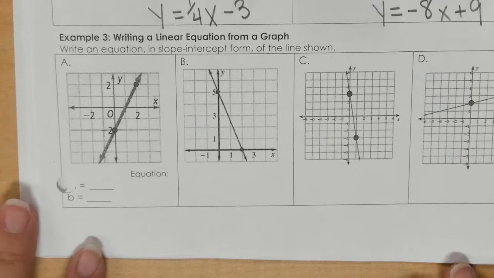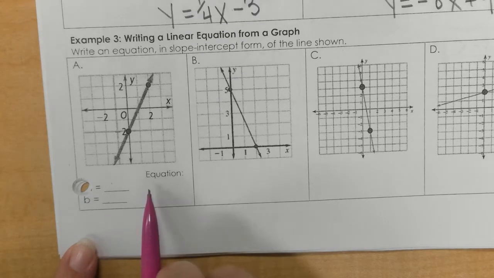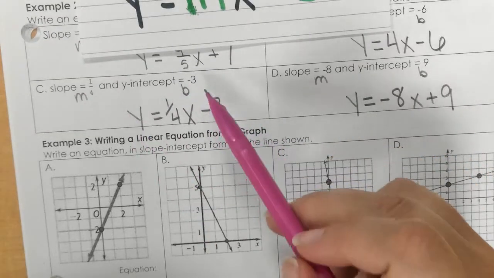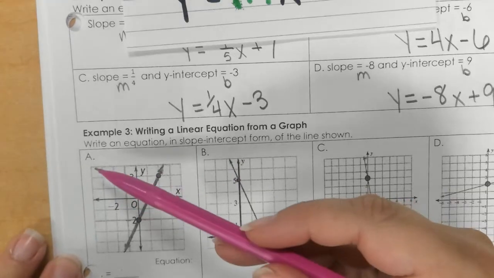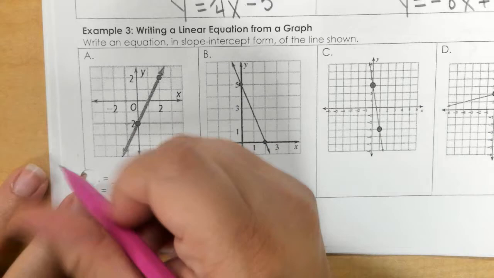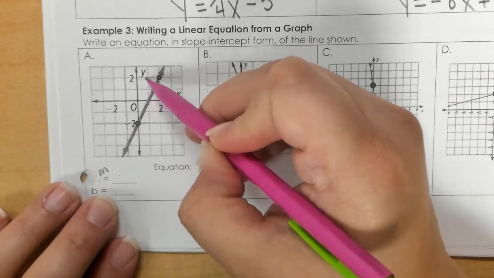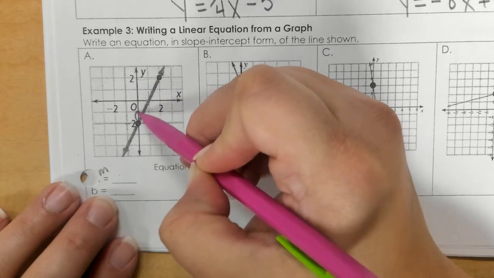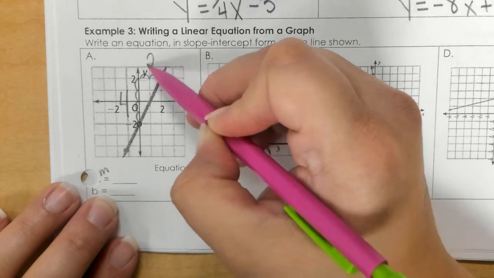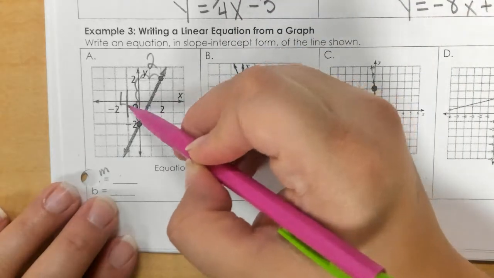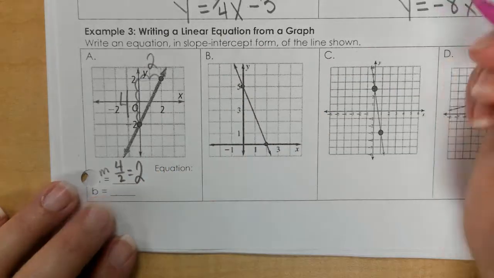Now, in example 3, we need to find m and b and then plug it into our equation. So like here, I gave you m and b. Here, you find m and b and then you plug it in. So for letter A, this is supposed to be an m right here. M is how much do we rise and run. So we would go up, looks like 4, and we're going to run 2. Well, 4 over 2 can reduce to just 2.